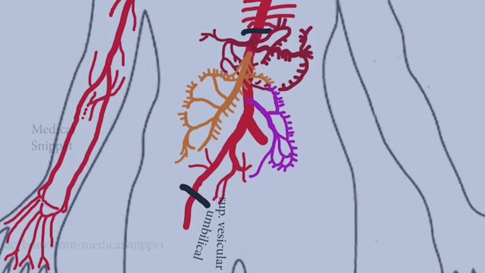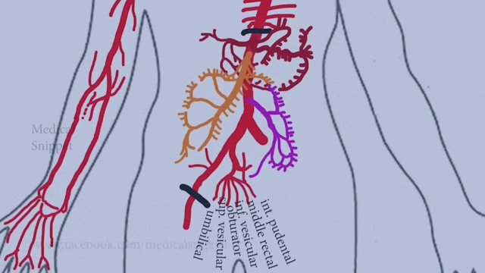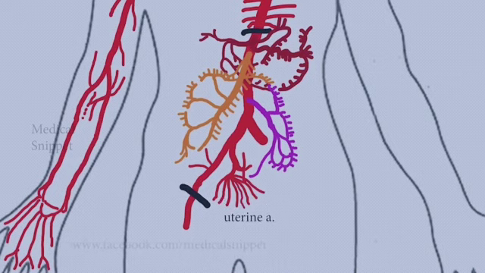Other branches of anterior division are obturator artery, inferior vesicular artery in male or vaginal artery in female, middle rectal artery, internal pudendal artery, and inferior gluteal artery. In females there is additional branch called uterine artery.